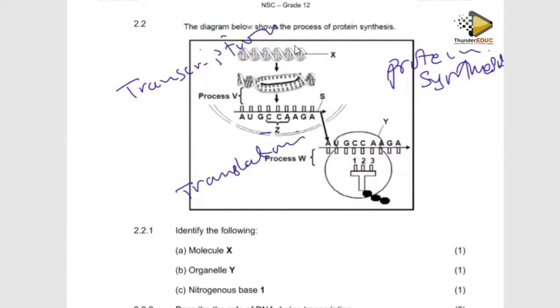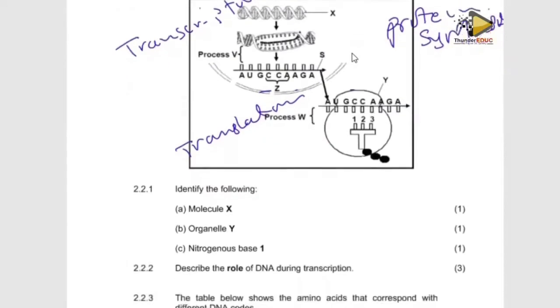Now they're saying, what is X? X, you know, that is DNA. You have to label them maybe before you start. And then what is this? This is a messenger RNA that has been formed. And then what is this molecule which looks like that? It's a ribosome. And basically that's it. Now you can start answering the question.